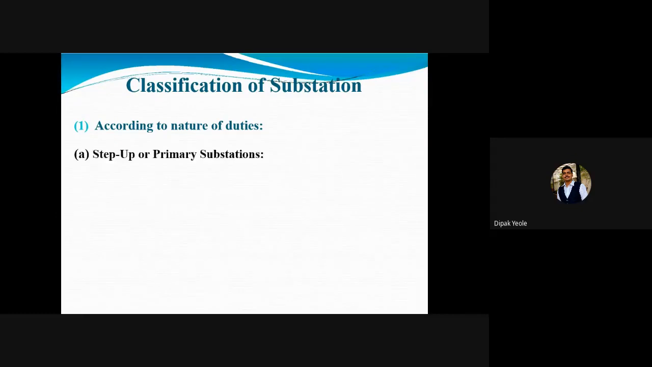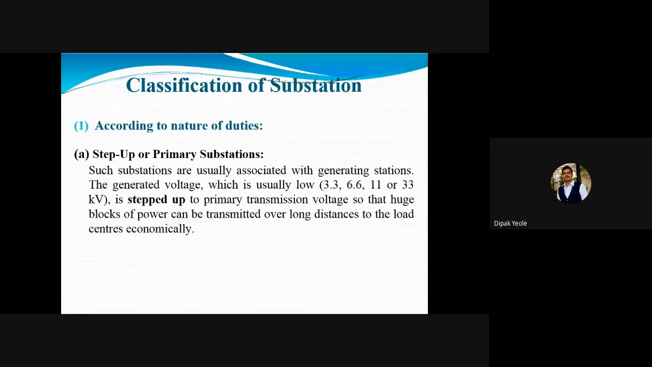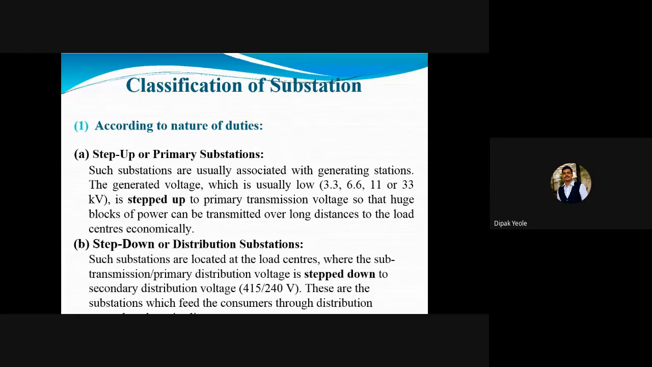According to the nature of duties, duty is nothing but we can make the step up or step down. So one can write the explanation on their own. Obviously, whenever we say step up transformer is there, then it is called a step up substation. Yes, we need the step down substation also, so it is also called a distribution substation. Yes, and we are using a distribution transformer here. So this is depending on the nature of duties.